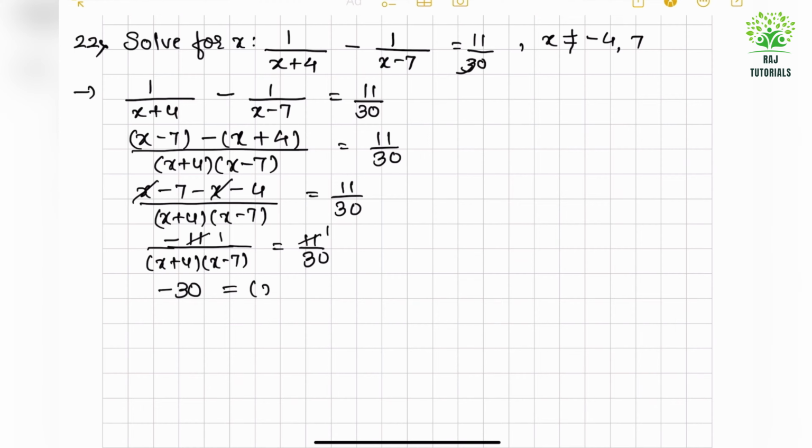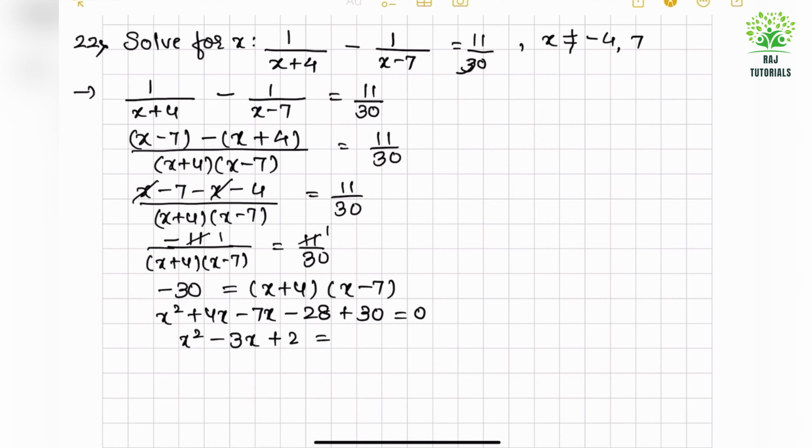So now cross multiplication, minus 30 will be equal to x plus 4 into x minus 7. So it will give me x square plus 4x minus 7x minus 28 plus 30 equal to 0. So x square minus 3x plus 2 equal to 0.